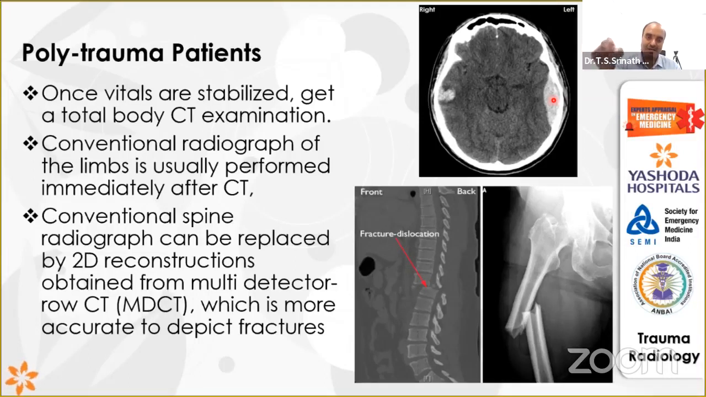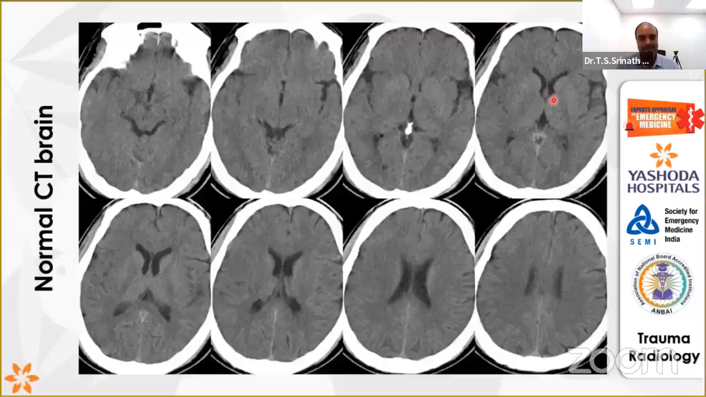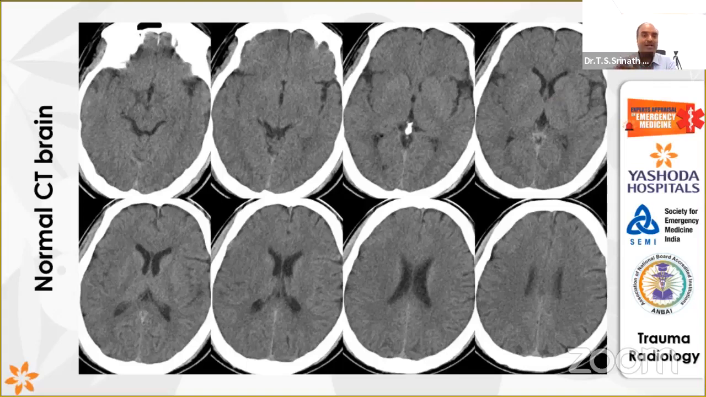Only when you do constant neurological monitoring with GCS, with blood pressure, with heart rate, all these things put together, and then subject them to the right treatment, only then the patient's outcome will be good. So what is the moral of the story? Monitor the patient as long as the patient is in the emergency department.